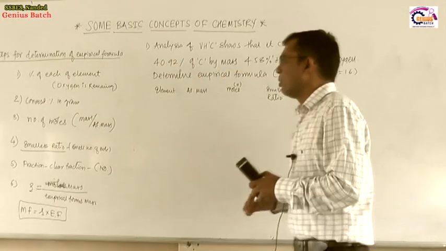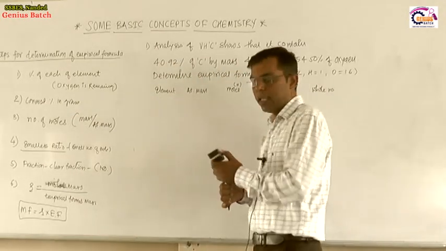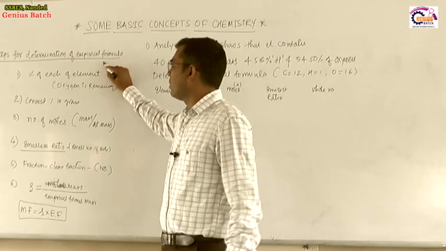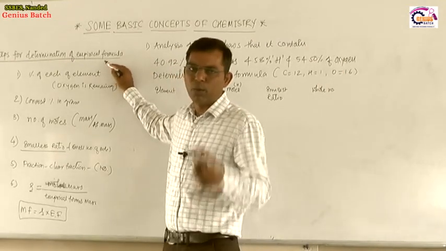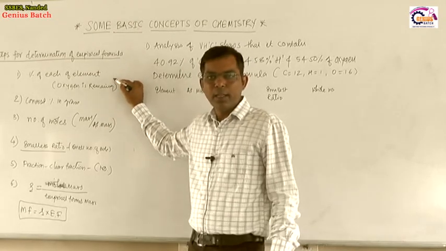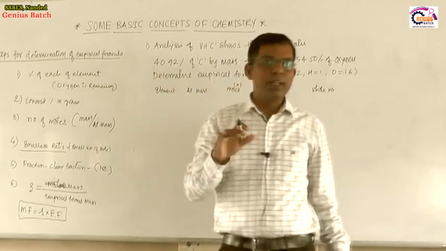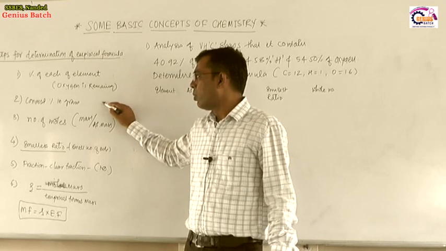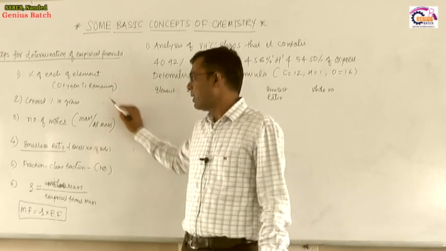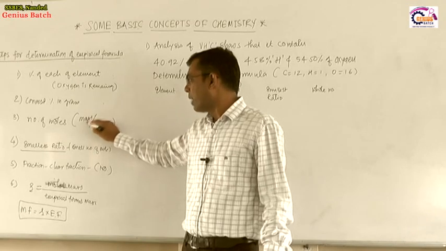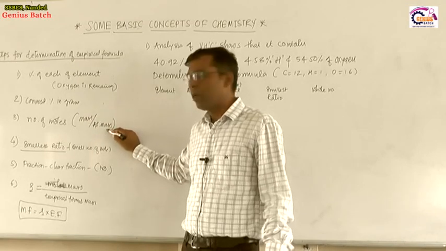So we revise the steps in the determination of the empirical formula of a molecule. First, find out the percentage of each element. If the sum of the percentages is not 100%, the remaining is taken as oxygen. Convert percentage into grams as it is. Then calculate the number of moles by dividing the mass of that atom by its atomic mass.